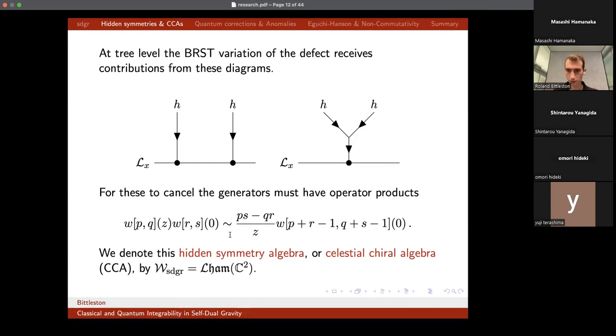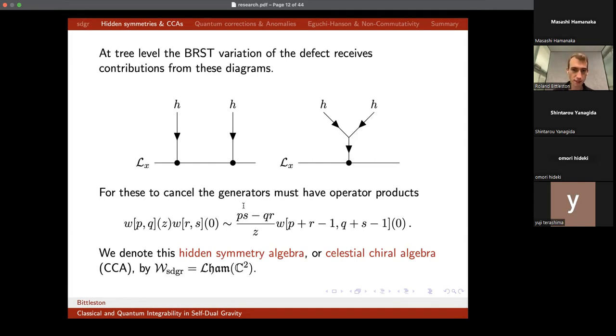Yeah, so hopefully this is clear. I'm going to refer to this as the hidden symmetry algebra, or celestial chiral algebra, of soft-dual gravity, and I'm sometimes going to write it as SDGR, sort of preempting some kind of connection to W algebras. I'm also going to write this as L of ham-C squared. Let me explain precisely what I mean by that.